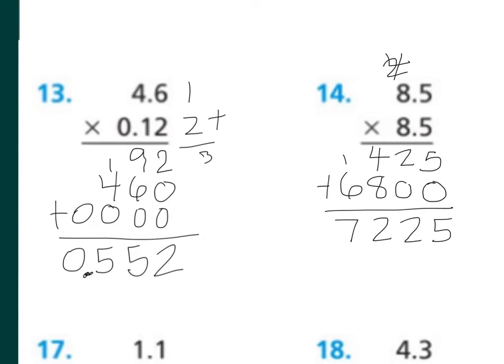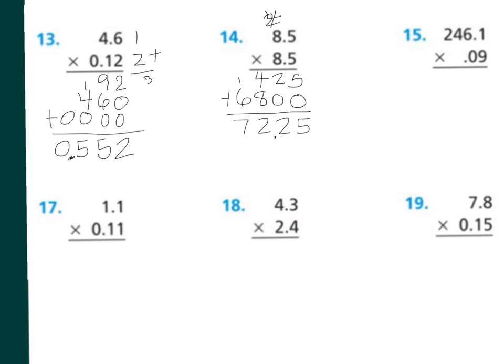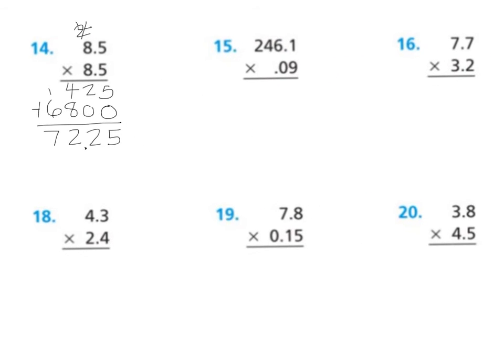So now how many place values do I have in my factors? I have 1 here, and I have 1 here. So I need 2 in my answer. 1, 2. So my answer is 72 and 25 hundredths. I'm going to do one more where there's 3, because I feel like we'll do 15 and 19 because there's 3 decimal places and it's kind of confusing.